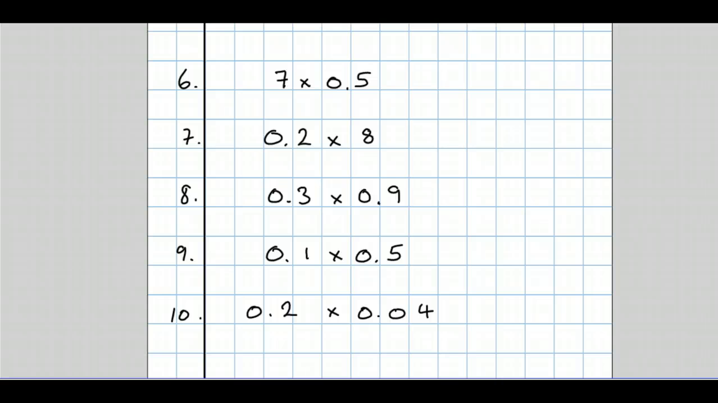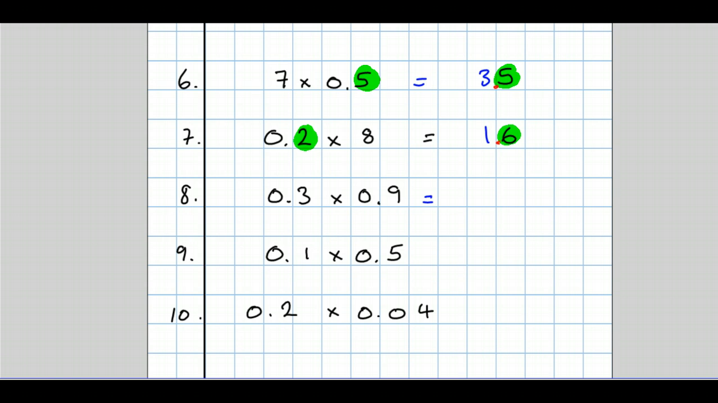Okay, hopefully you've just had a go at those. Now let's go through the answers. 7 times 5 is 35. One figure after the decimal point, so one figure after the decimal point in the answer, and the answer is 3.5. Right, question 7. 2 times 8 is 16. We have one figure after the decimal point in the question, so we need one figure after the decimal point in the answer. So it's 1.6.